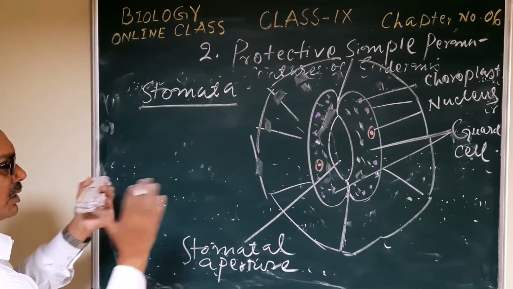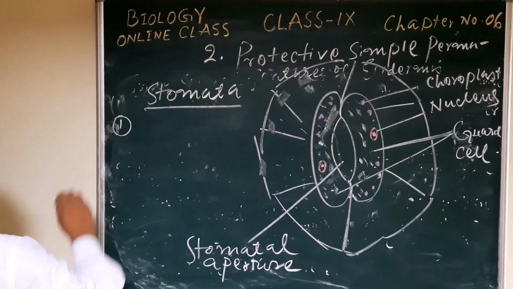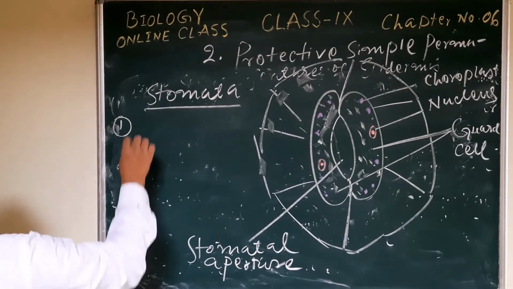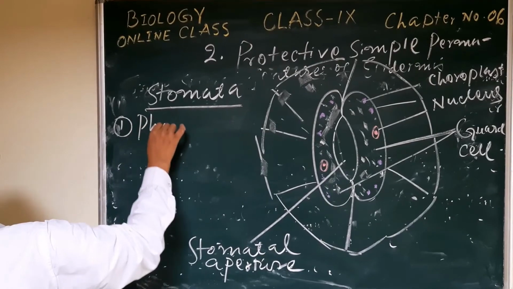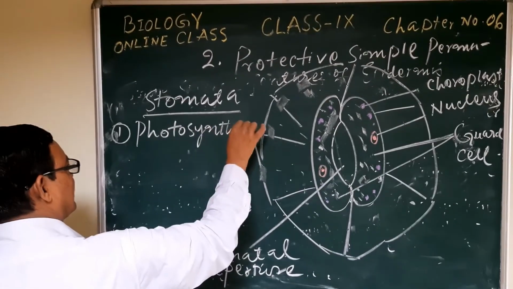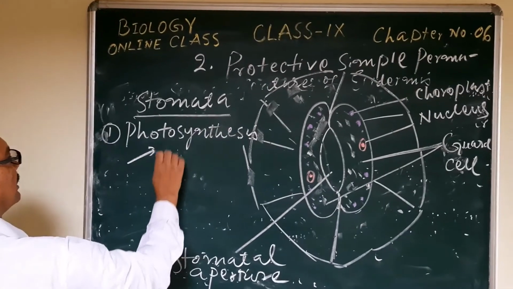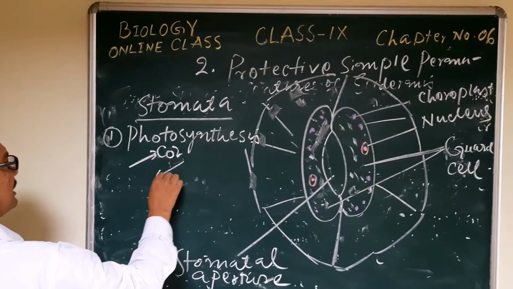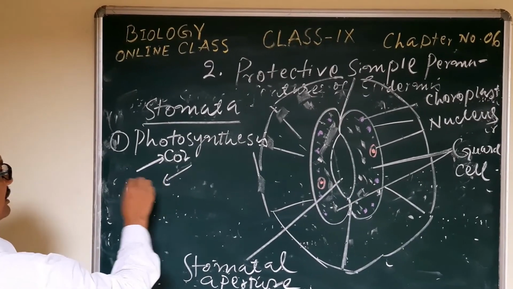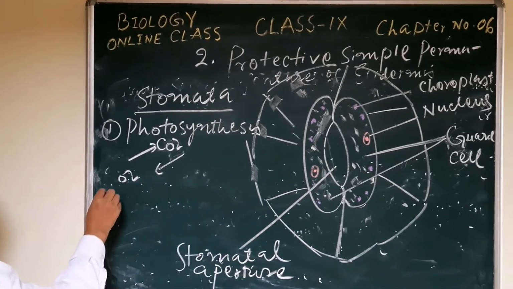If we are talking about the functions of this stomatal aperture, there are three important physiological activities. First, the process of photosynthesis, during which carbon dioxide is taken in and oxygen is given out. That exchange of gases also takes place with the stomatal aperture.